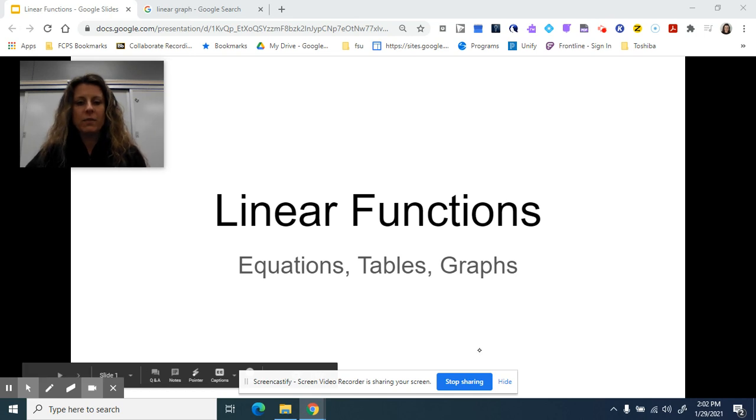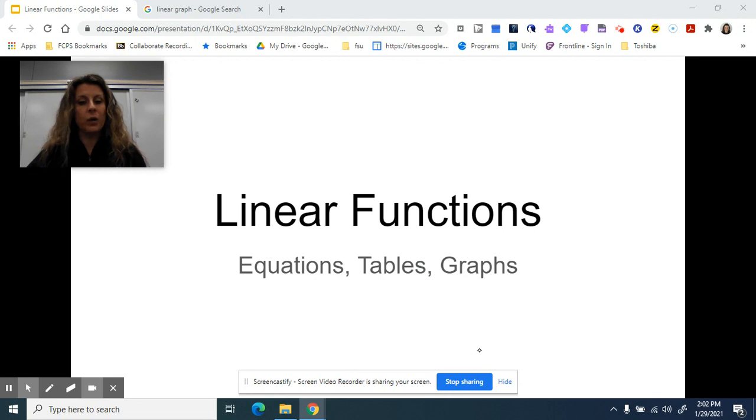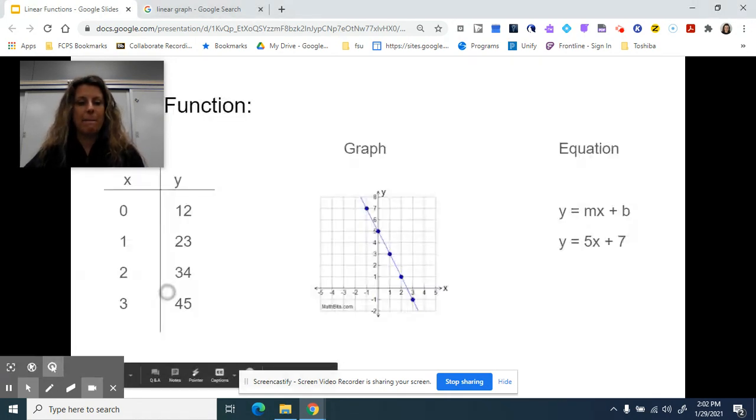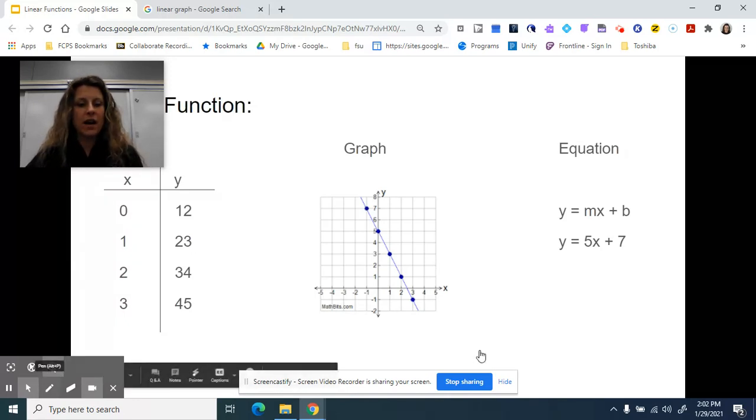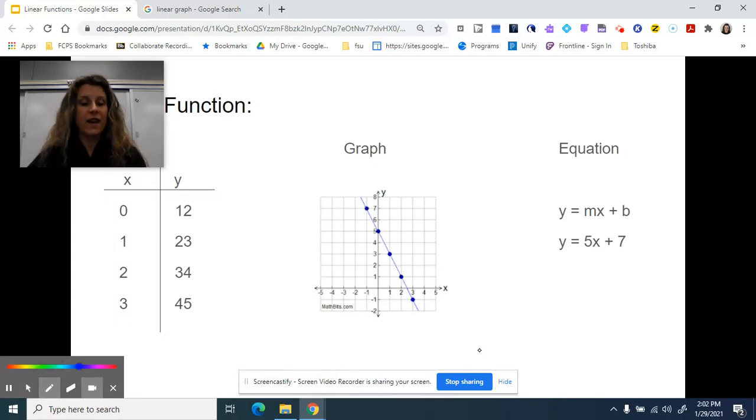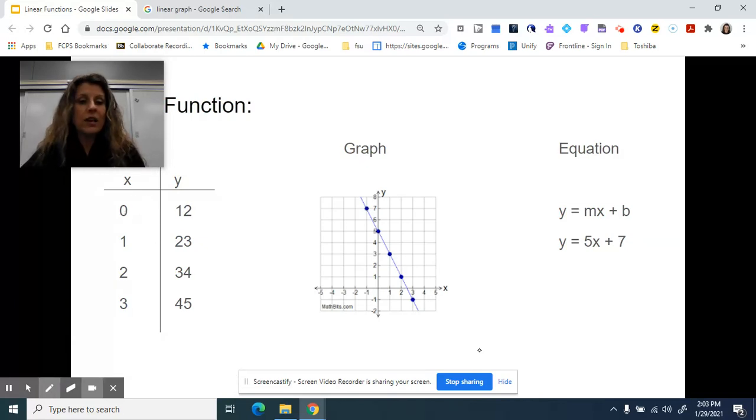Okay, in this lesson, we're going to be going over linear functions and taking a look at all forms: equations, tables, and graphs. First of all, we have three examples of different linear functions here. How you tell if a table is a linear function is you take a look at how much the x value is changing each time. So these are increasing by 1.